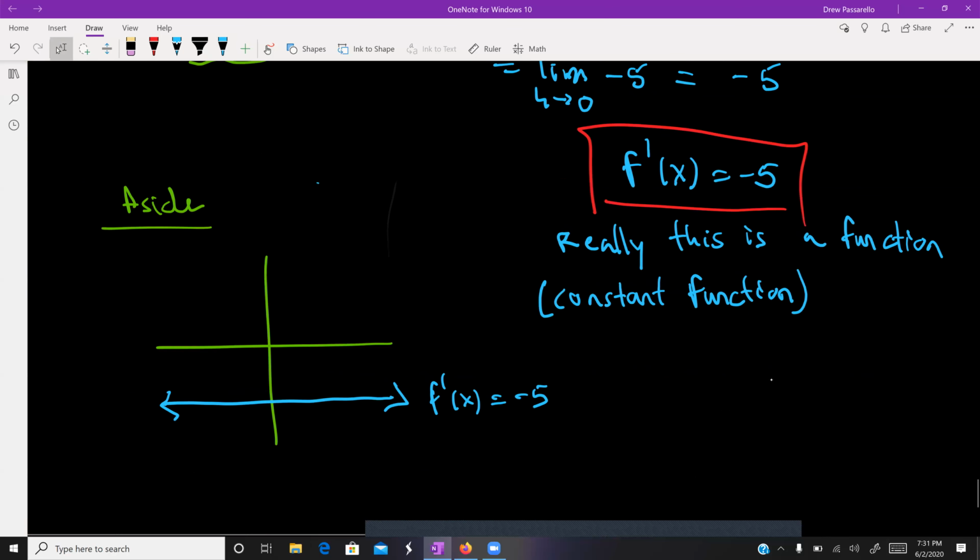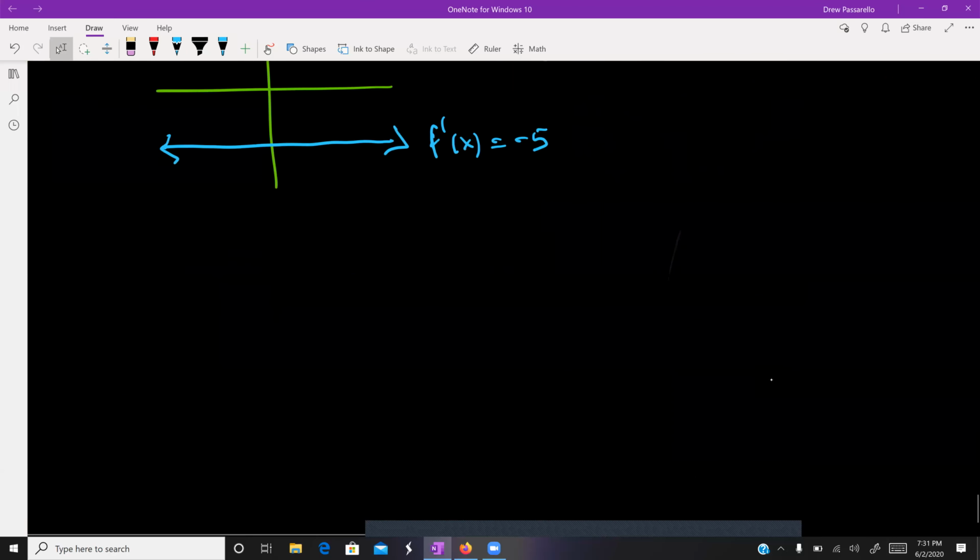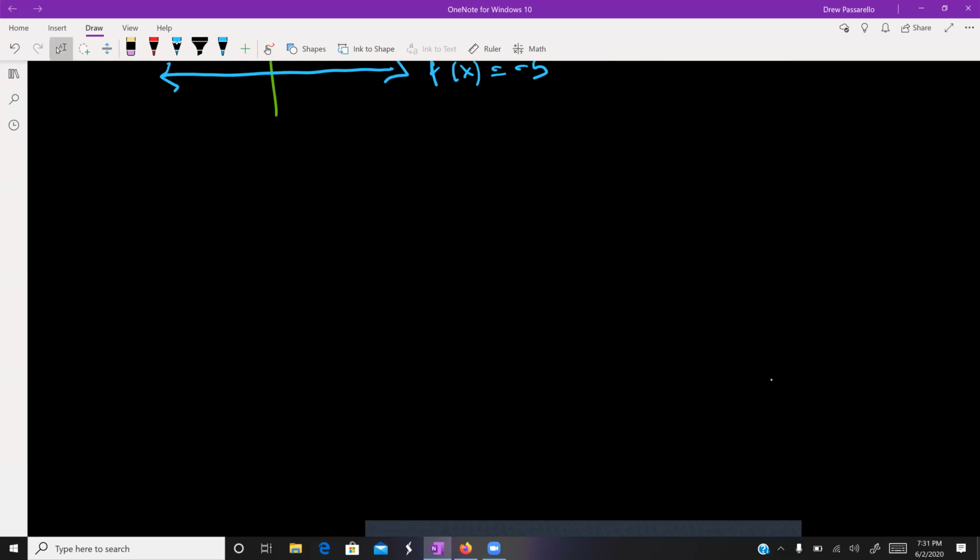This next one's going to be the same premise, but it's going to be number 21. And our function in this case is x squared plus x minus 3. And we're going to find the derivative of this function.